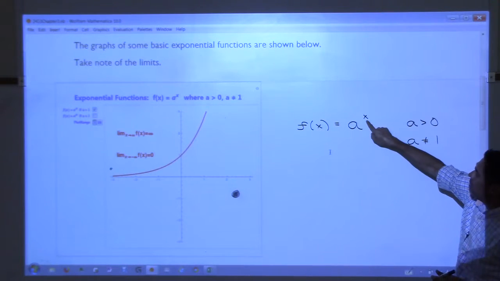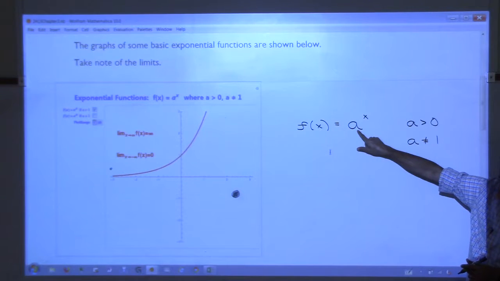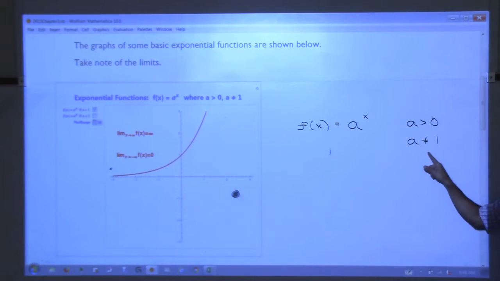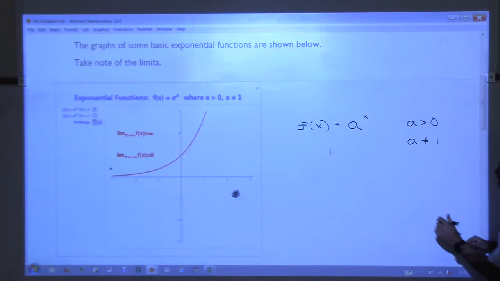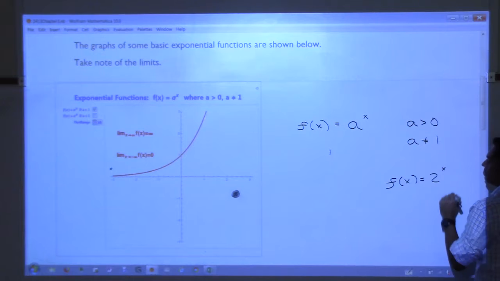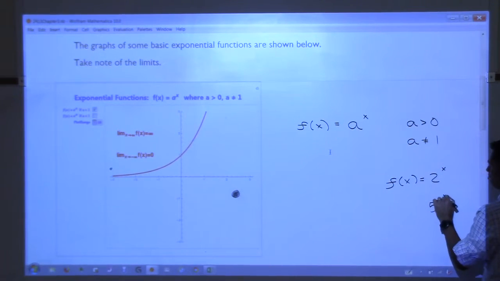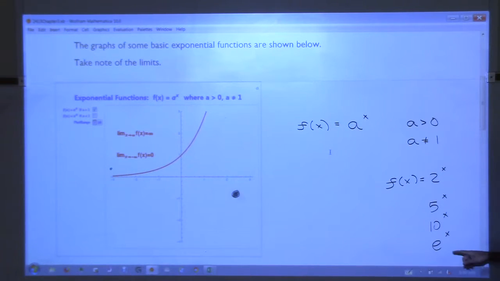So you have your variables up in the exponent, and your base is a number. This number can be any number as long as it's positive and it's not 1. Some examples of exponential functions are things like 2 to the x, 5 to the x, 10 to the x. You could have e to the x, that real nice, special one. So these are all exponential functions.